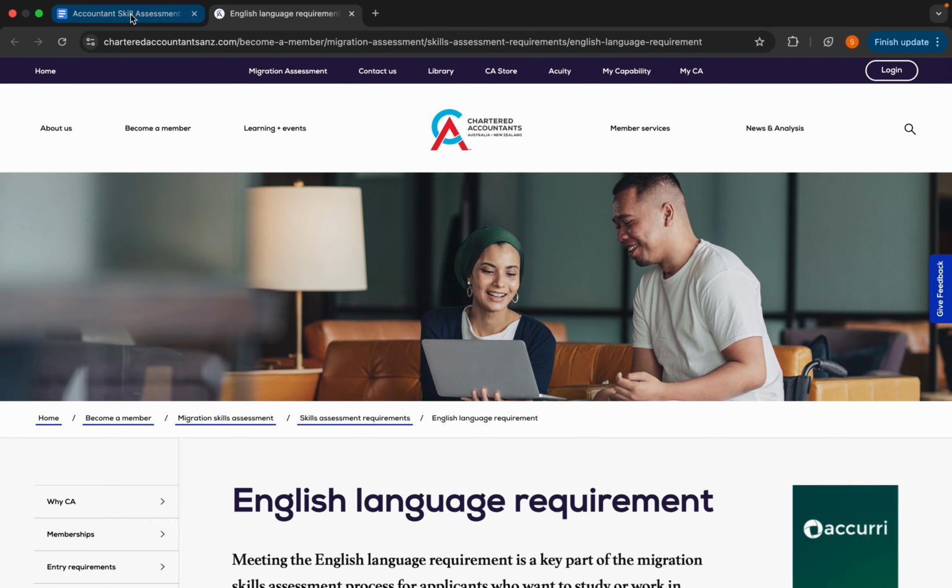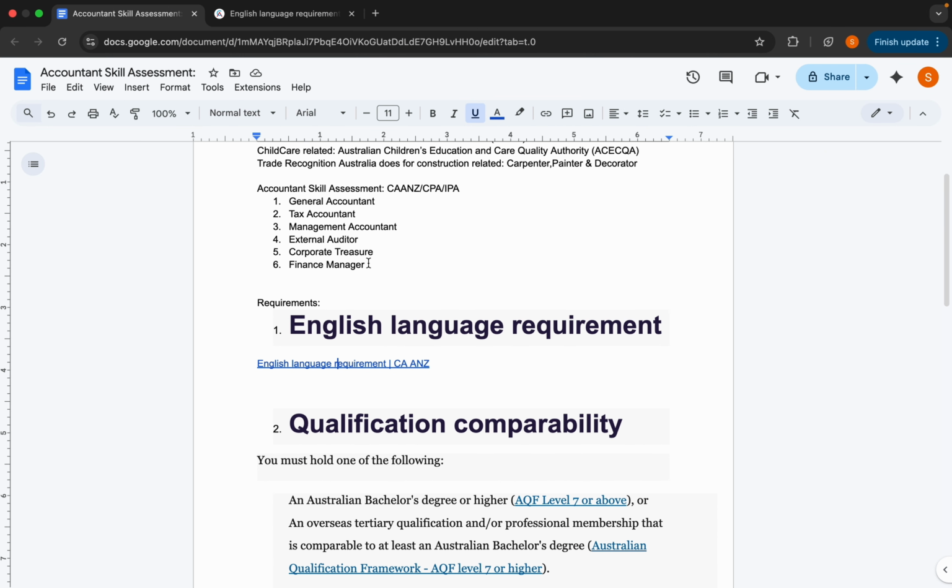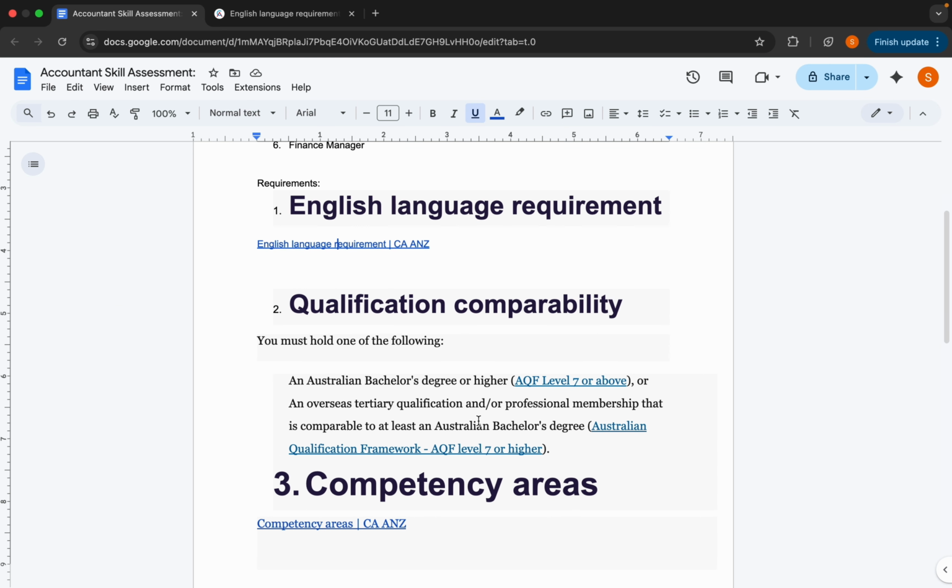So after the English requirement, let's say you have the English requirements, or you are planning to take the English test, then the next part is qualification comparability. For accounting, you need at least an Australian bachelor's degree or higher, AQF level 7 or above. AQF level 7 in Australia means a bachelor's degree, or an overseas tertiary qualification or professional membership that is comparable to at least an Australian bachelor's degree. What this means is, you can do skill assessment based on your overseas bachelor's degree as well, but it should be comparable with the Australian one, or recognized as similar to an Australian degree.